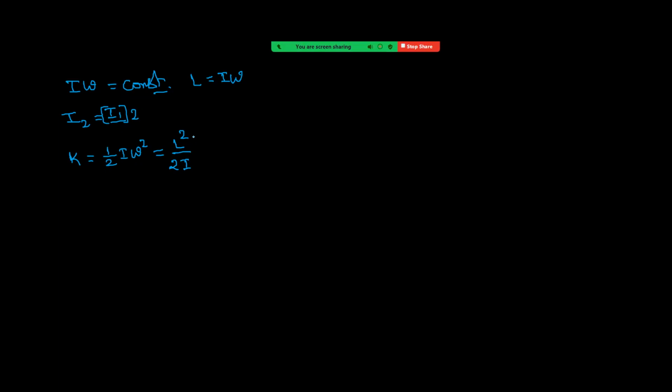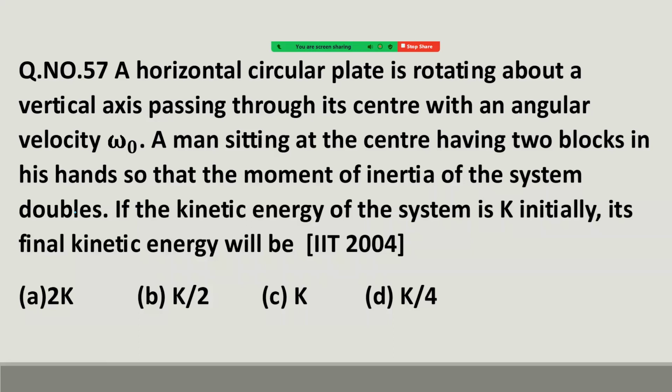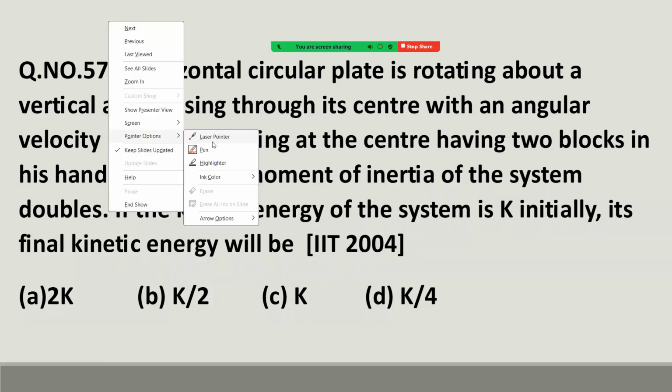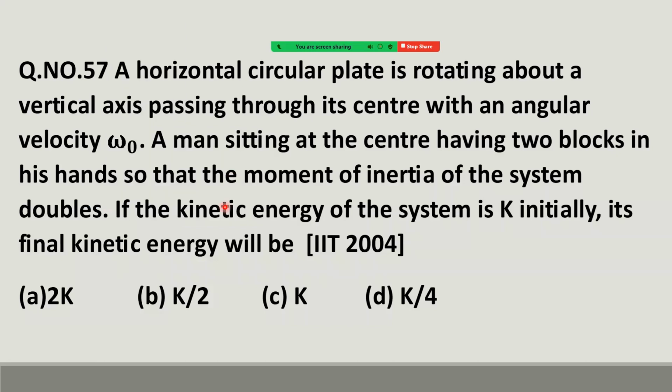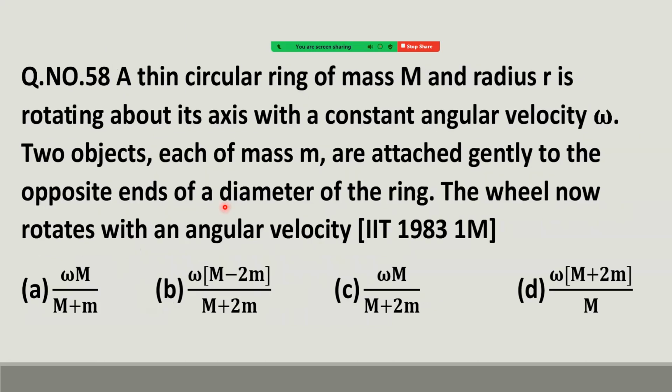Now in this, L is a constant. The I value is now doubled. So from this we can write, since L is a constant, K into I is a constant, right? Now since the I value is doubled, kinetic energy becomes half, okay? So very simple and direct one. So the answer is option B. It becomes half, okay? Let us see the next one.